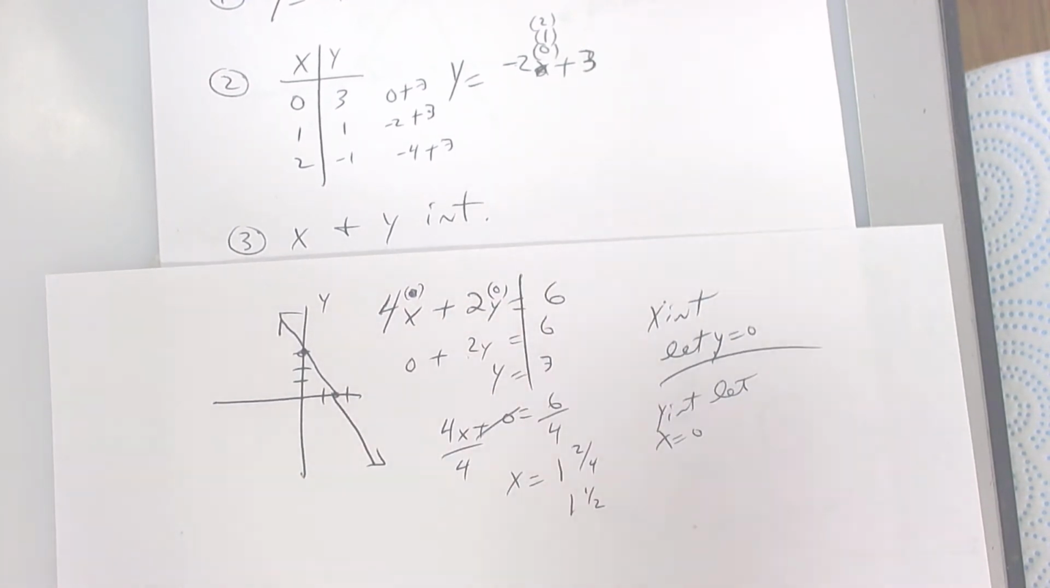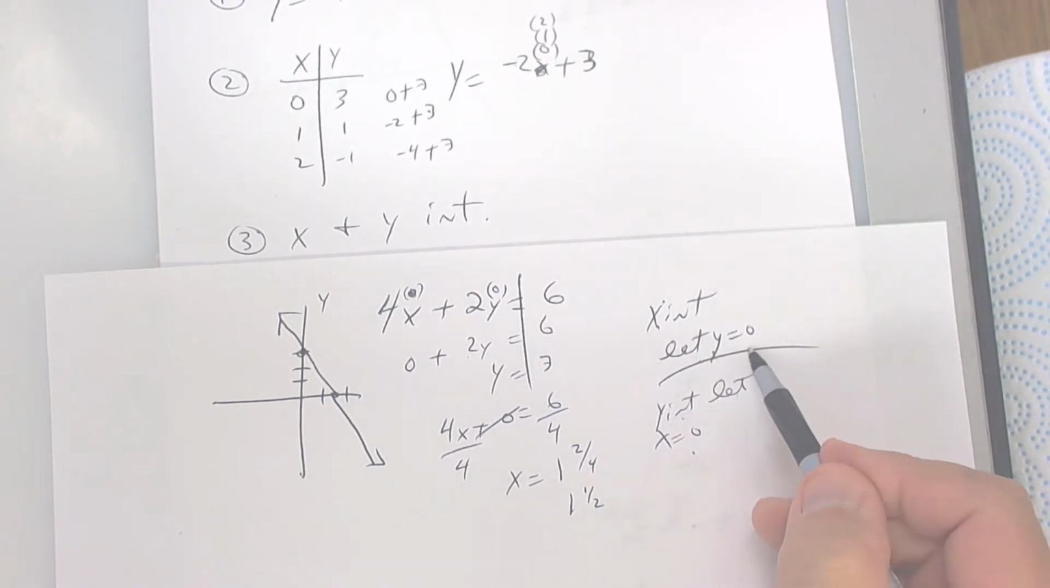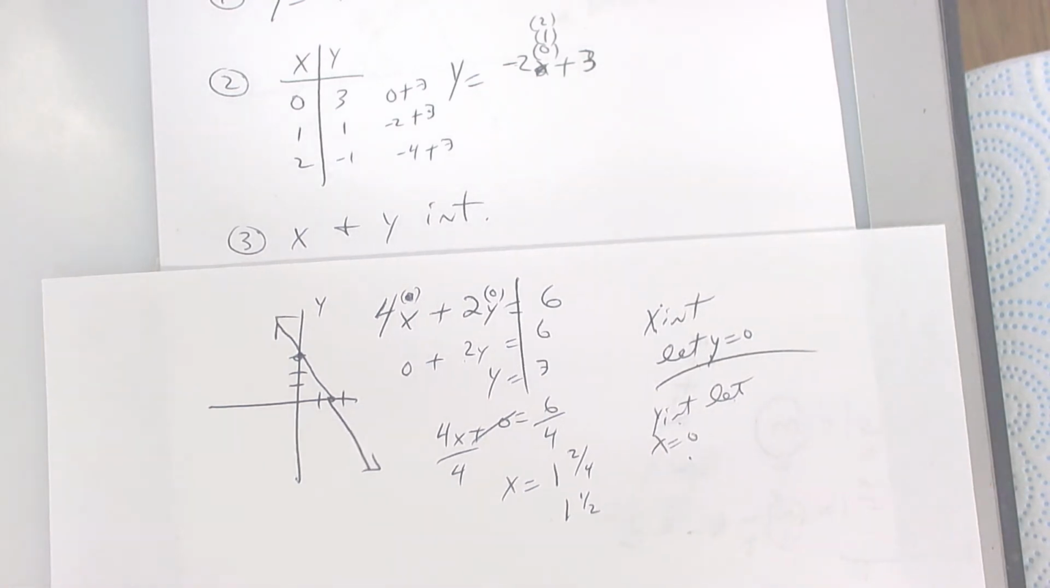Okay, so there it is. To get the y-intercept, you let x equal 0. To get the x-intercept, you let y equal 0. All right, those are the 3 ways.